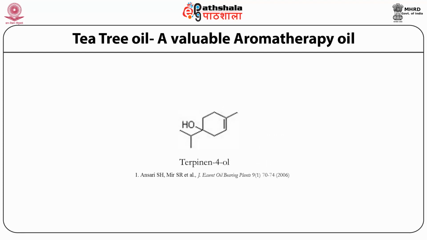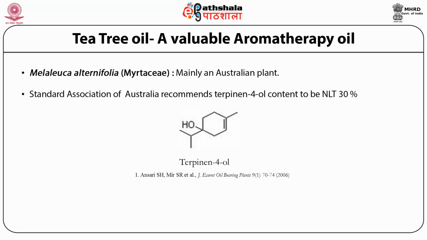Another good example of the analysis of oil by GCMS is tea tree oil. Here the tea tree oil has been evaluated and it has been found that Indian tea tree oil has terpinen-4-ol to the level of about 50%. So it is much above the standard content prescribed by the Standards Association of Australia, which limits it to not less than 30%. So Indian tea tree oil contains around 50% of this constituent.